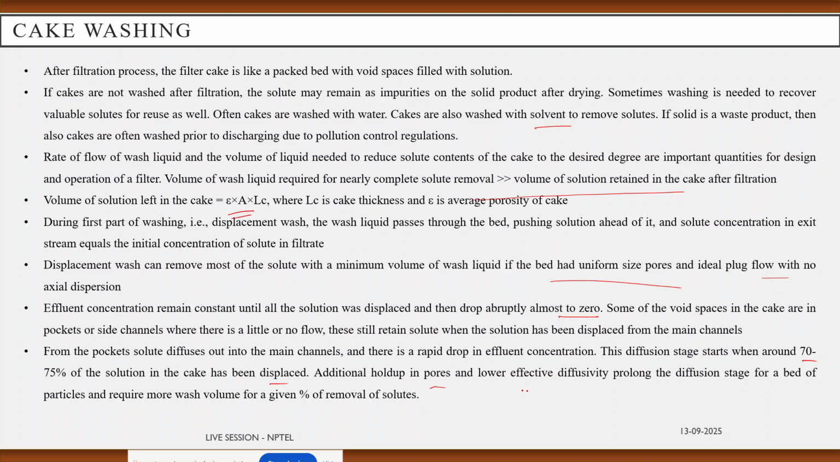Additional holdup in the pore or lower effective diffusivity prolong the diffusion stage for a bed of particles and require more wash volume for a given percentage of solid removal. Finally, the washing of the cake should be stopped when the value of the unrecovered solid is less than the cost of recovering solid.